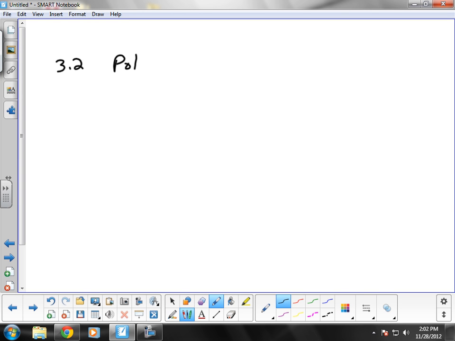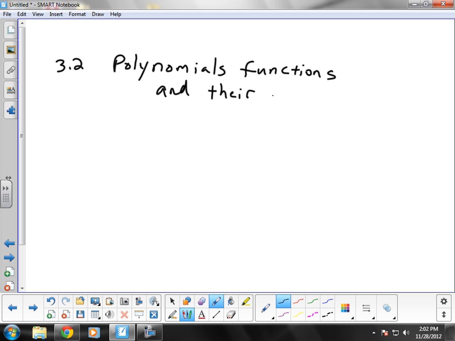This is on polynomial functions and their graphs. Now, we're going to talk about what a polynomial function is at all, what are some characteristics of polynomial functions, and then we're going to put that all together to be able to draw the graphs.